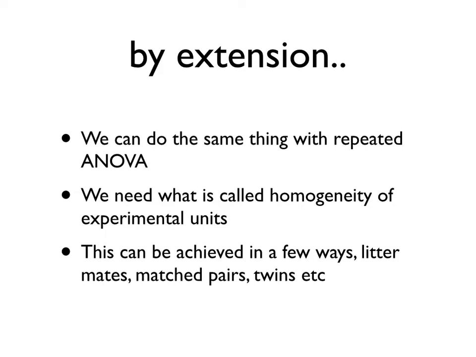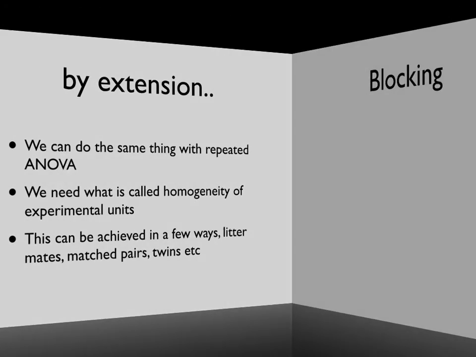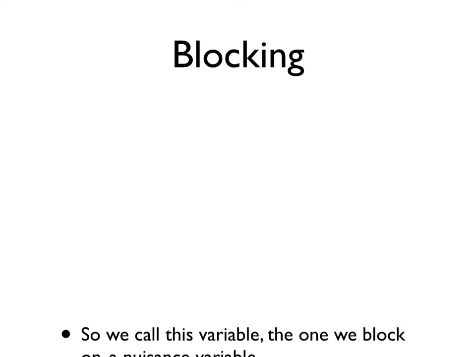So we can do it with litter mates, matched pairs, twins, triplets, whatever. But typically we just match on the dependent variable. What does litter mean? Oh, litter's like a litter of animals. Oh, okay. Yeah. So, blocking.